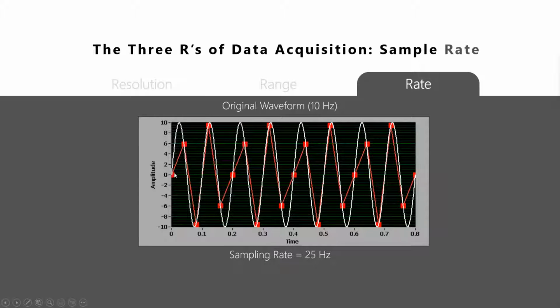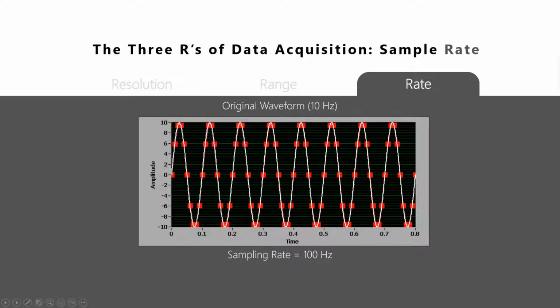Now I am somehow representing the period of my original signal, but I'm not exactly representing the original signal. Now let's try to sample using 100 hertz, which is 10 times our original waveform. Now we can replicate our signal in a much more similar looking signal.